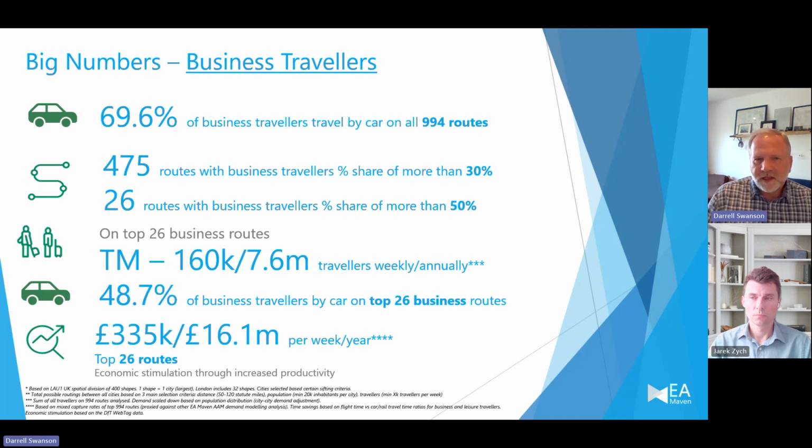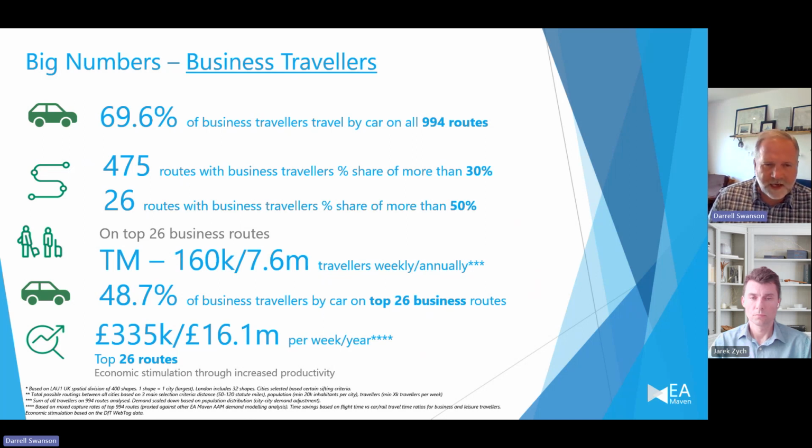We also looked specifically at the business travelers. So 69% of business travelers traveled by car on all those 994 routes. We looked at about 475 of those routes had a share of about 30% of business travelers. And then 26% of those routes had a share of more than 50% of business travelers. So again, on those top 26 routes, which we think will probably be the first ones that will be developed out, we have about 160,000 travelers a week, and about 48.7% of them are traveling by car. So again, huge opportunities to get people out of car and into a more environmentally friendly mode of sub-regional transport.